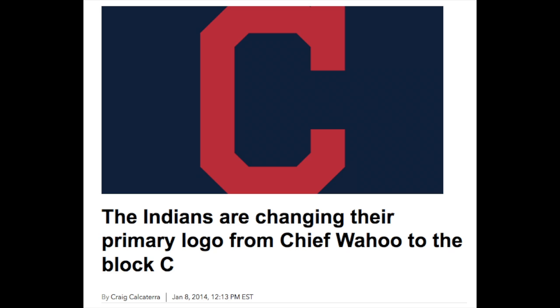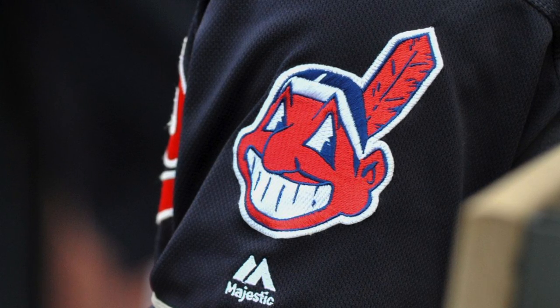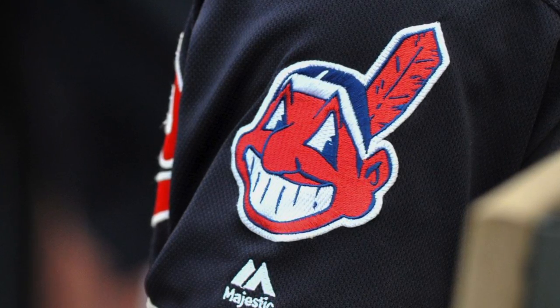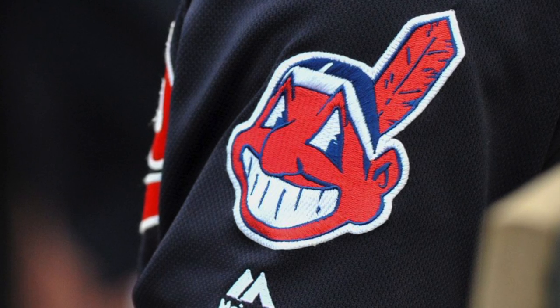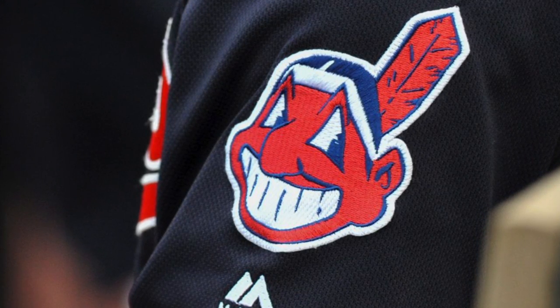In 2014, the Indians went away from using the Chief Wahoo logo as their primary logo. This was a huge step for Native Americans, but they didn't get what they fully wanted. They used the traditional block letter C as their logo, but the Chief Wahoo logo was still used on their home caps and a patch on their jerseys. Then, finally, prior to the 2018 season, the Indians and Commissioner Rob Manfred announced that this would be the last season that the Chief Wahoo logo would be used at all, and they would move on to the Block C as the primary and only logo.